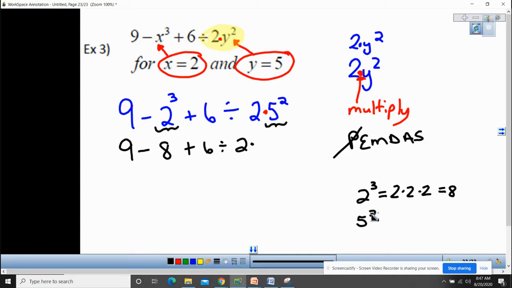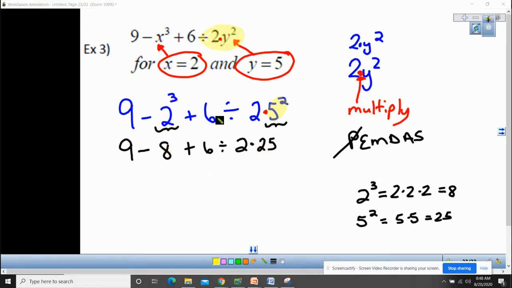Moving from the left to the right, we found another exponent. So how much is 5 squared? Just like we did in the other problem, it's 5 times 5, which is equal to 25. So I'm going to bring down 25. 5 squared got changed to 25. 2 to the third got changed to 8. Otherwise, everything else stayed the same.